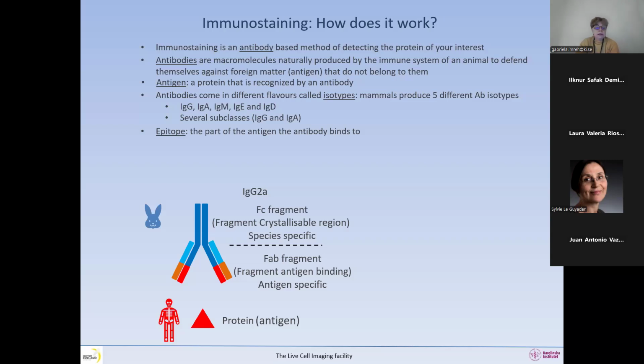So now, how can we detect the antibodies? We can detect them either by direct labeling, where we add a label to the FC part of the antibody, and then we can visualize it. Another method is indirect labeling.